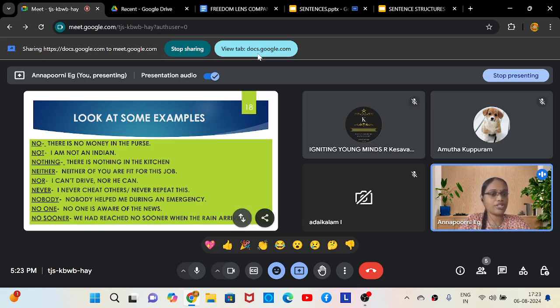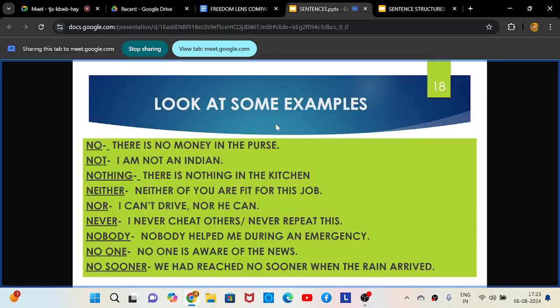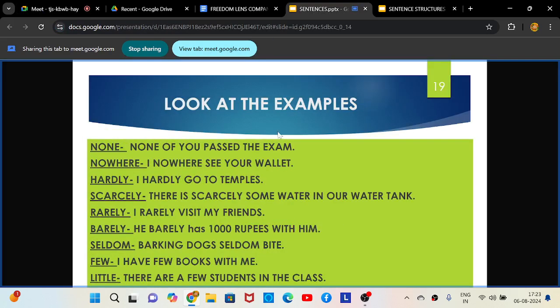We reached before the rain came. We had reached no sooner when the rain arrived. Instead of before, you are using no sooner, but it is a negative word. So this is an exception. Somebody can read these words as well.